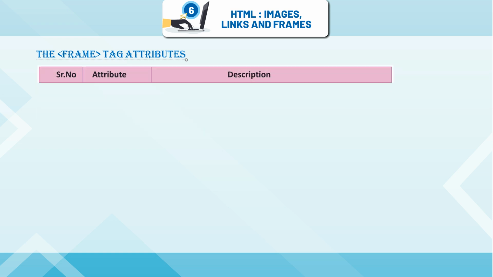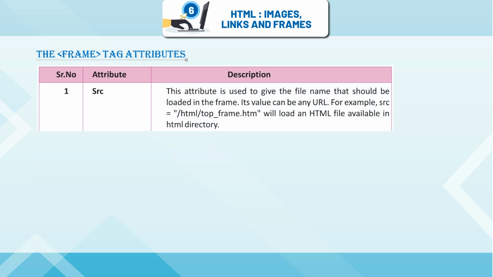The frame tag attributes. The following are the important attributes of the frame tag. Serial number, attribute, description. 1. src. This attribute is used to give the file name that should be loaded in the frame. Its value can be any URL. For example, src equals /html/top_frame.htm will load an HTML file available in the HTML directory.